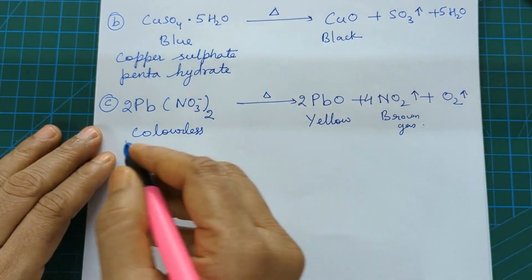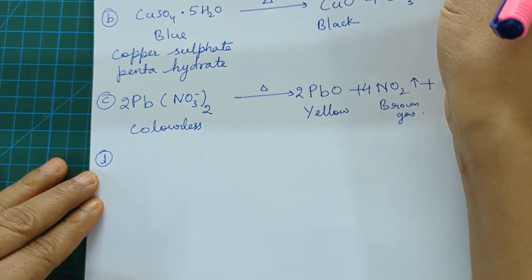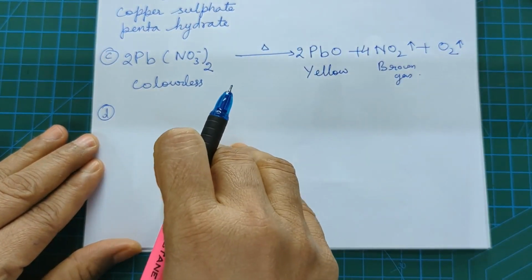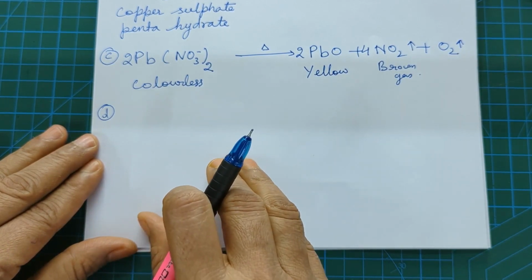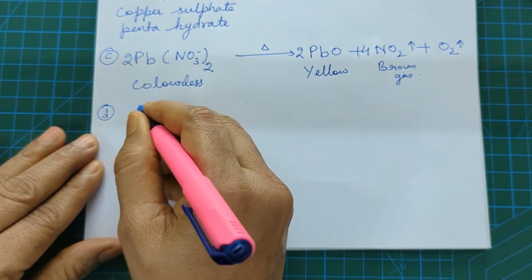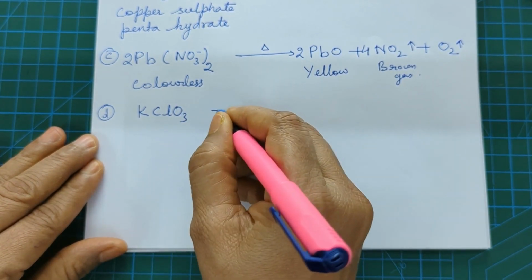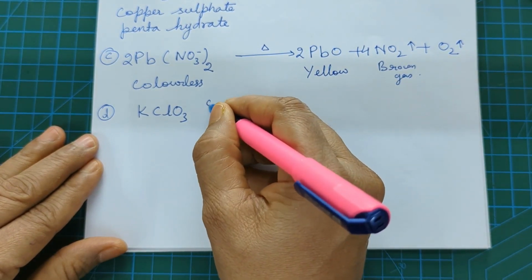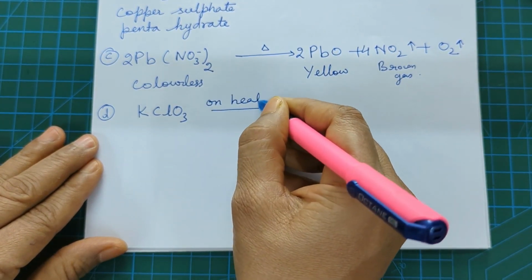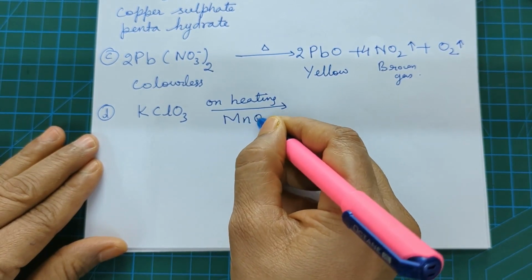But other than this, one of the decomposition reactions that I insist you should know is the reaction used to explain the manufacture of oxygen gas in industries. That is potassium chlorate, KClO3. Potassium chlorate decomposes on heating in the presence of a catalyst. The catalyst is manganese dioxide.